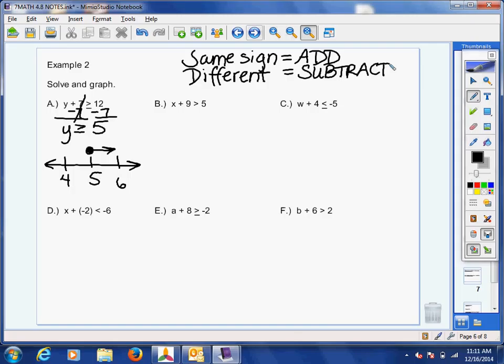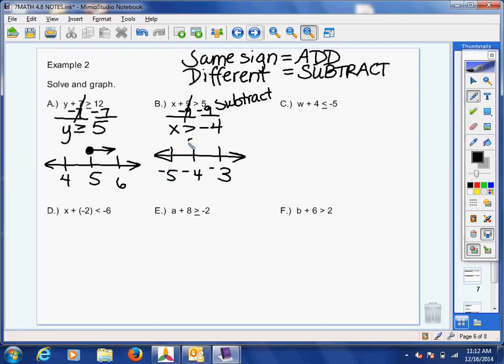Okay, so what do you do with B? Take away 9. Now I have an interesting situation on the right. I have 5, which is positive, minus 9. I have a positive and a negative, 2 different signs. What do I do here? You're going to subtract. And that's negative 4. Okay? So remember, start over here: negative 3, negative 4, negative 5. What kind of circle? Open, right. Good. You got it.